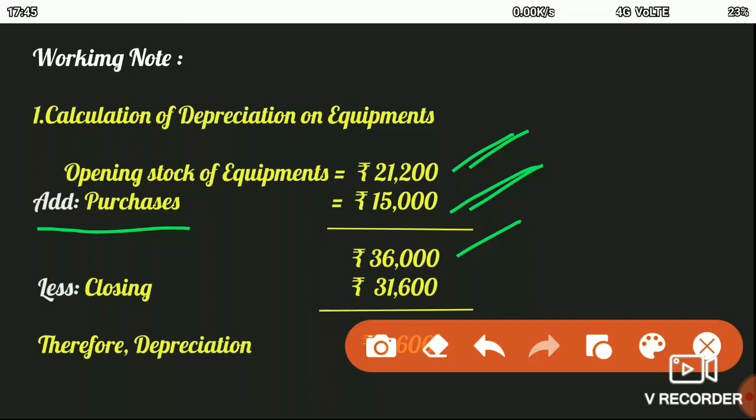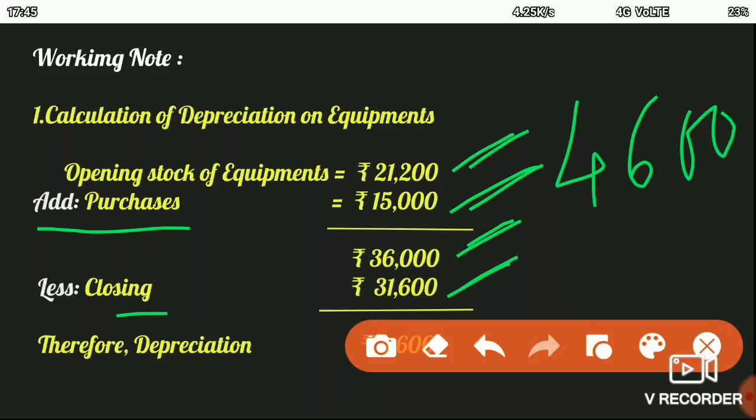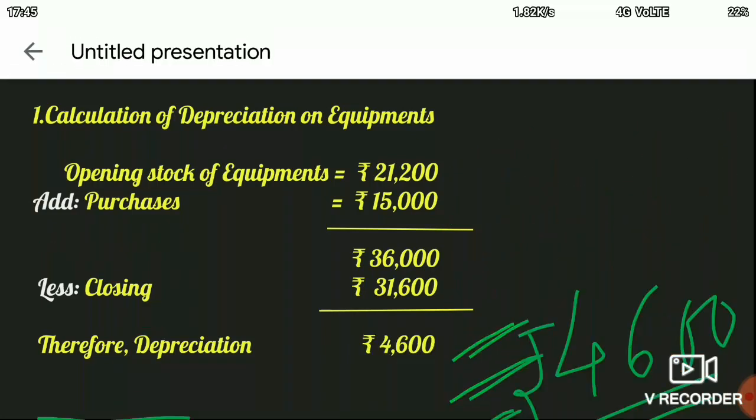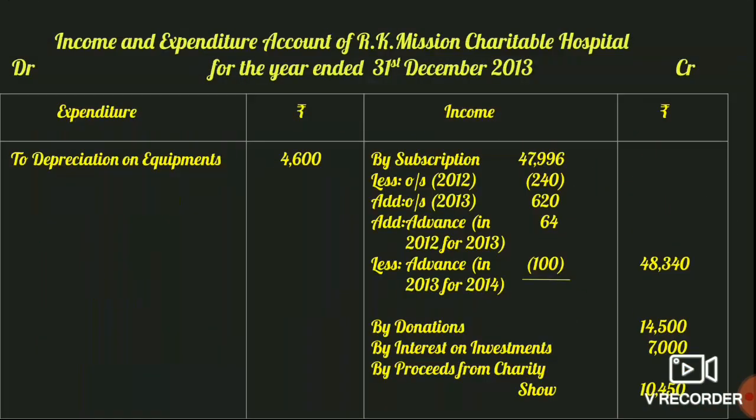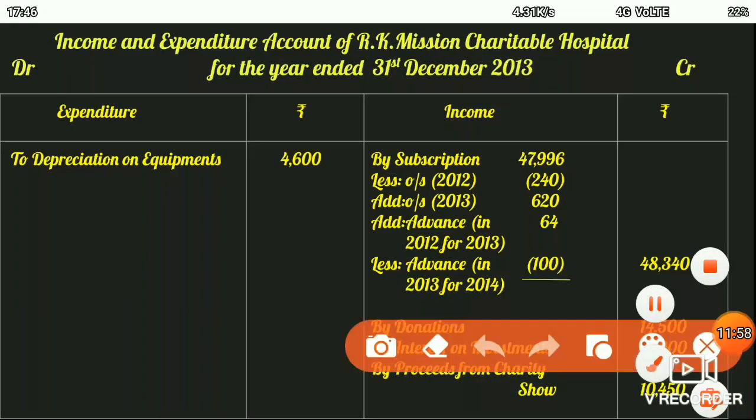But the value in the closing shows us that it is 31,600. So there is a difference of 4,600. A difference of 4,600 shows that there is a depreciation on these equipments. That means the depreciation of 4,600 will come on the expenditure side as depreciation on equipments. So when we show it in our accounts, it will be shown like this: to depreciation on equipments 4,600.